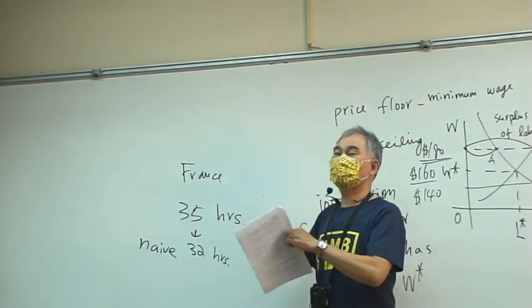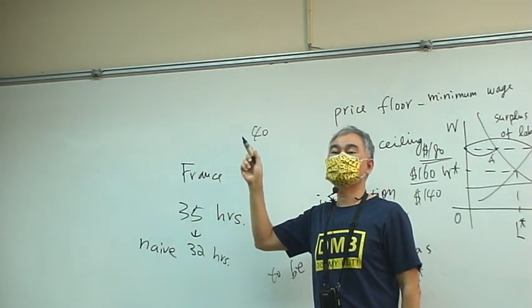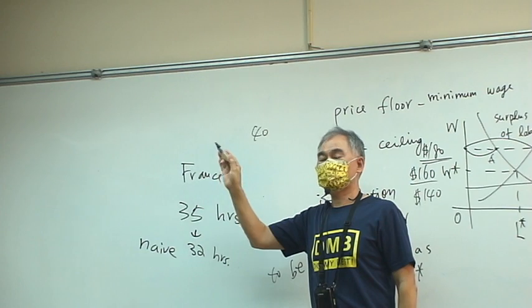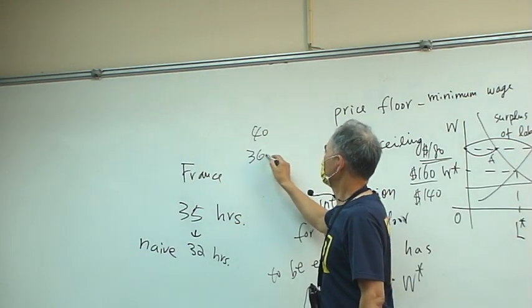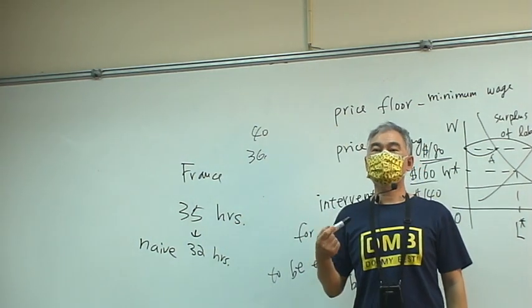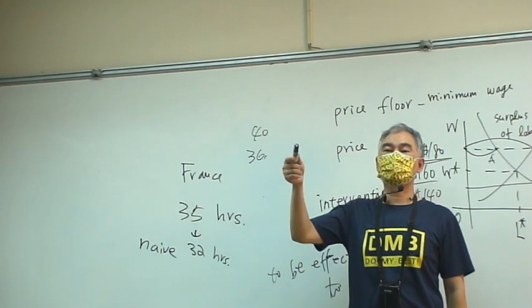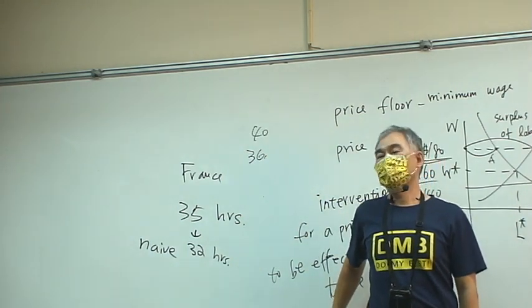In Taiwan, we have to work 40 hours, right? We have to work 40 hours. If the government says, starting now, you don't have to work 40 hours, you only work for 36 hours, okay? Then tell me what will happen in the market. Employment goes up or employment goes down? Goes up. Why?